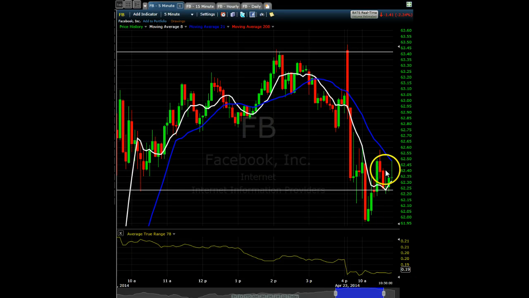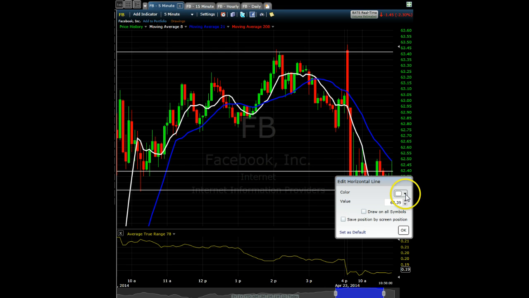So right here, when it couldn't get it lower, I went ahead and I got in right in here. Again, I'll put in a line where I got in. Was it 63.38? So it was right in here. We'll make that a yellow line.